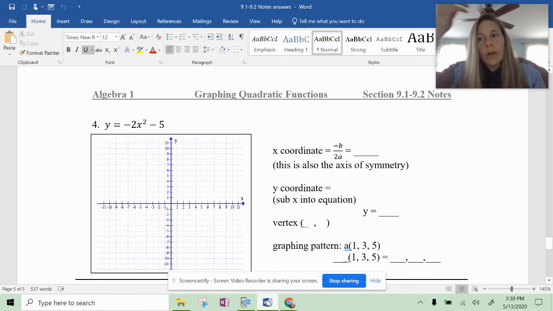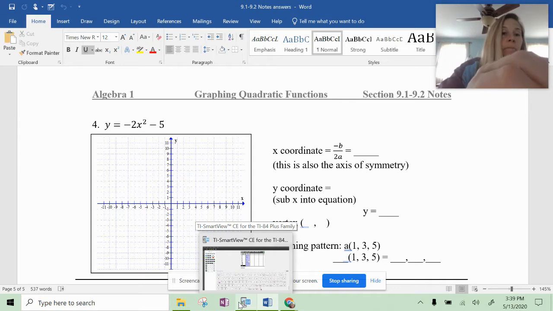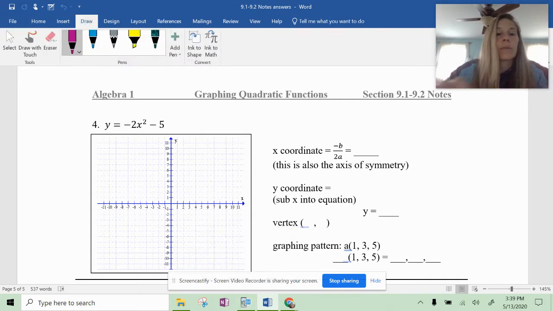Okay, welcome back. We are today going to finish up our notes on graphing quadratic equations in standard form. So yesterday we left off with number 3, and we're going to pick up with numbers 4, 5, and 6 today. And then we'll go back and do that practice page.